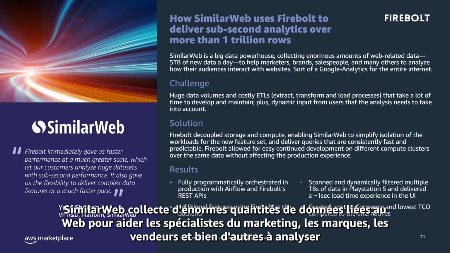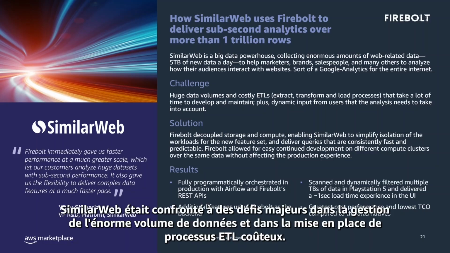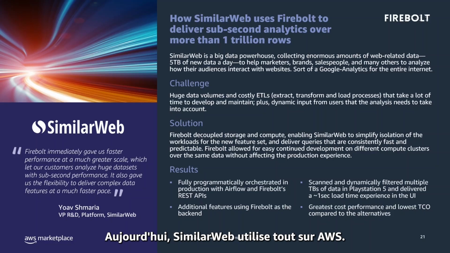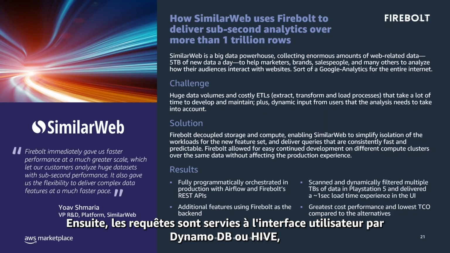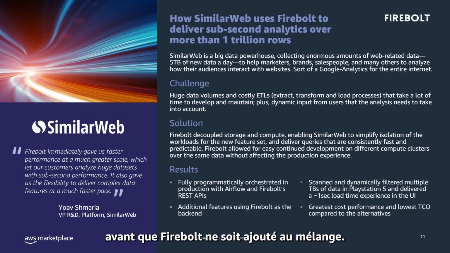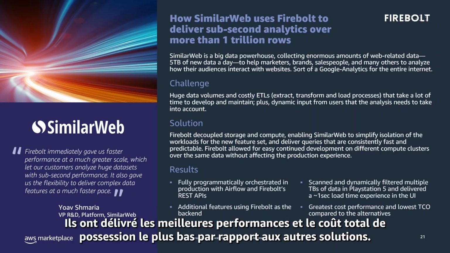SimilarWeb collects enormous amounts of web-related data to help marketers, brands, salespeople, and many others analyze how their audiences interact with websites. They faced major challenges in managing the huge volume of data and building costly ETL processes. Today, SimilarWeb uses everything on AWS. Processing is mostly done over the data lake with Spark and Databricks, orchestrated by Apache Airflow. Then, queries are served to the UI through either DynamoDB or Hive, before Firebolt was added to the mix. Firebolt helped SimilarWeb simplify isolation of workloads for the new feature set and deliver queries that are consistently fast and predictable. They provided the greatest cost performance and lowest total cost of ownership compared to the alternatives.